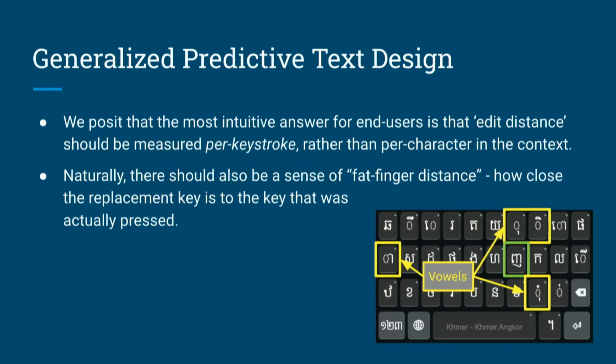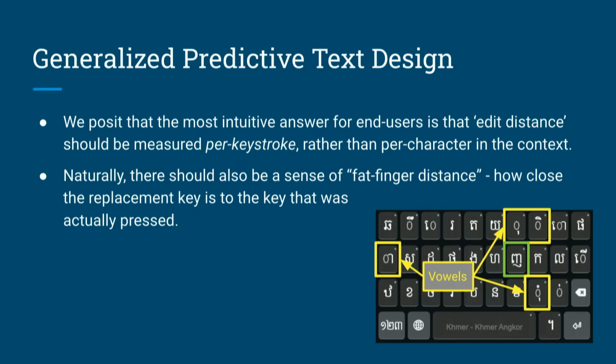We posit, as many of you might, just thinking about it for a second, that what end users expect the edit distance to be is how far their keystroke sequence is from what they intended to type. If there are transformations under the hood, to them that should be invisible. It should just work. It should be just as simple as if it were just a simple text output.